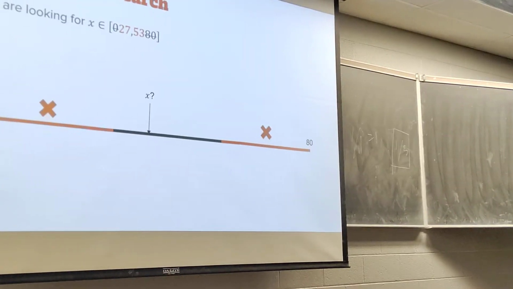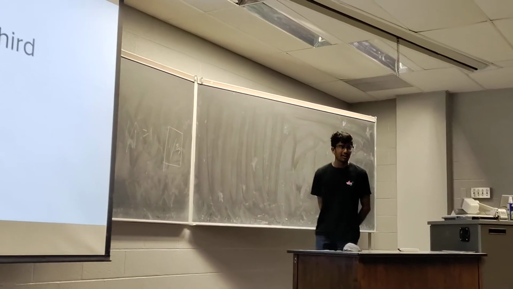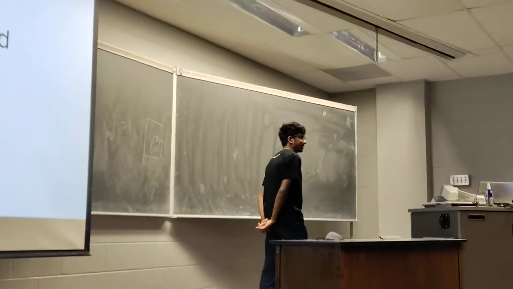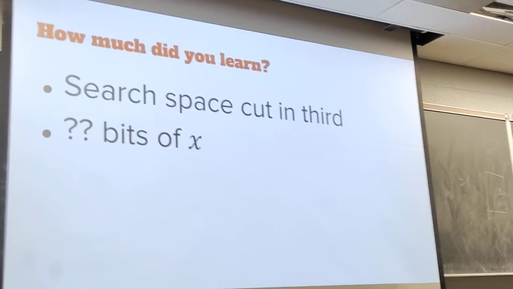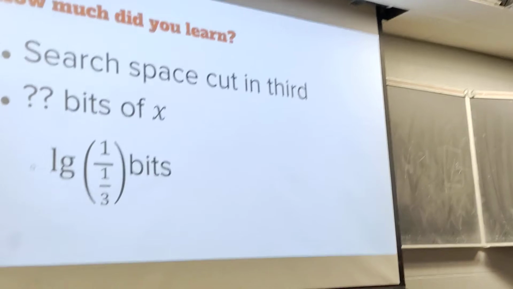And so we can ask ourselves, what did we learn? We cut the search space in a third, but then there is no nice analog of how many bits we got of x. Because we got a little more than 1, a little bit less than 2, we didn't cut it by half. So there is a way of making it work. We can take log, where log is log base 2.